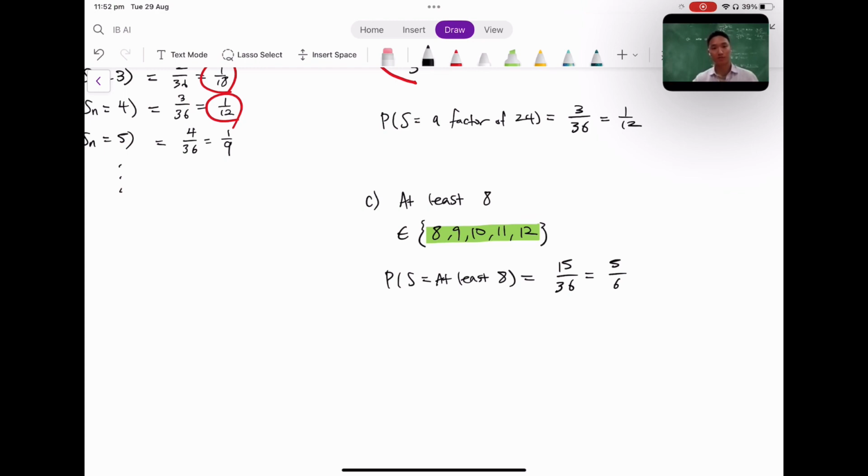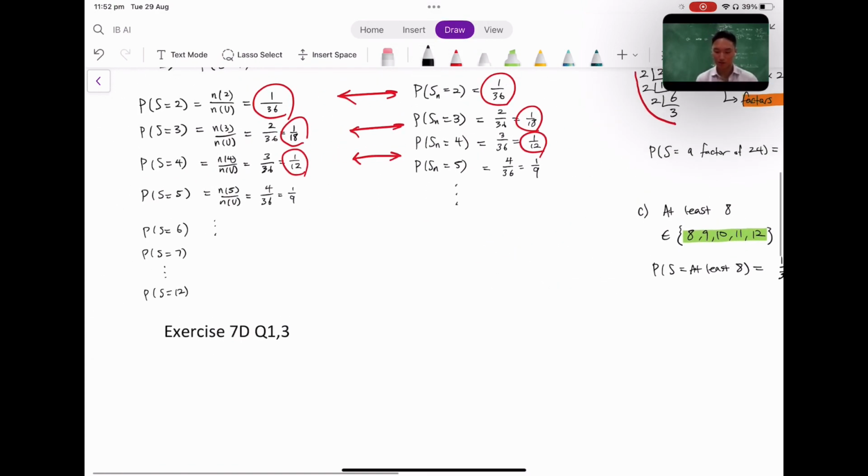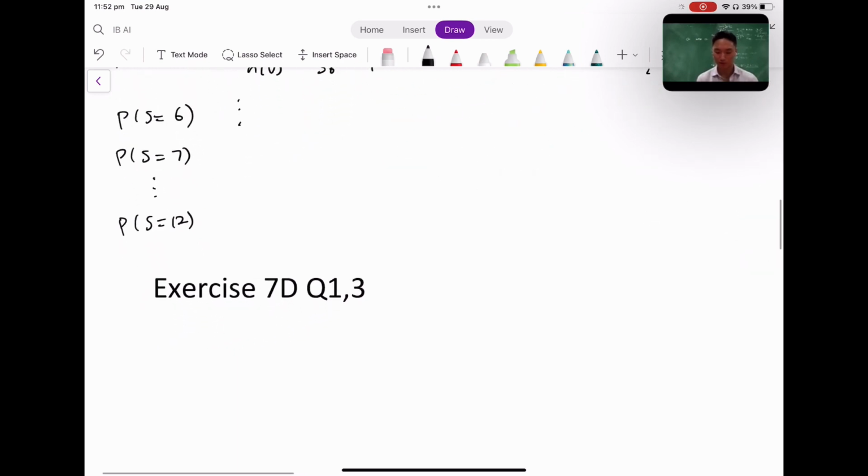So we have just completed example number 7 and example number 8. I would now like you to stop this video and try exercise 4D question 1 and 3 yourself. Good luck.